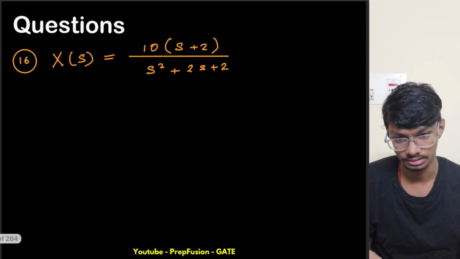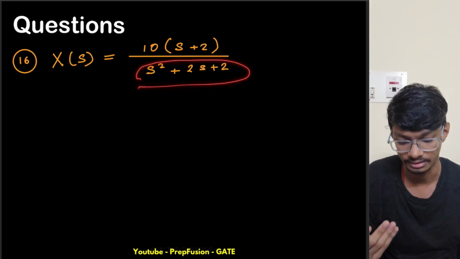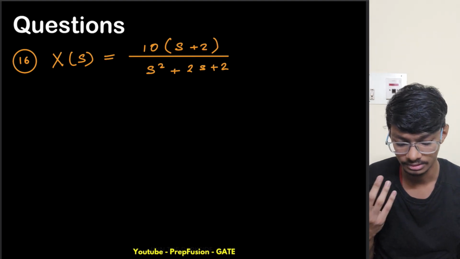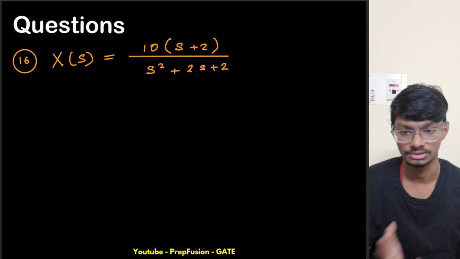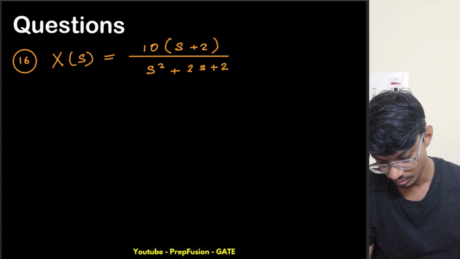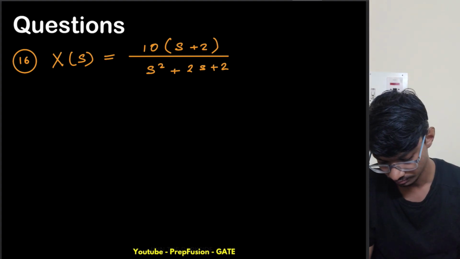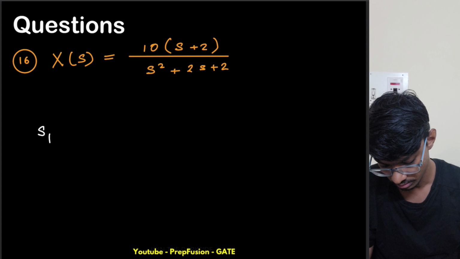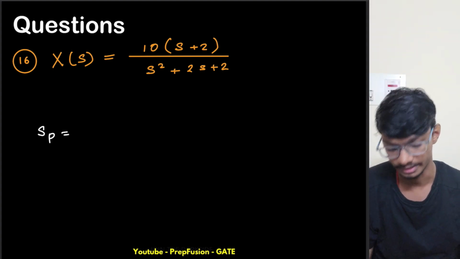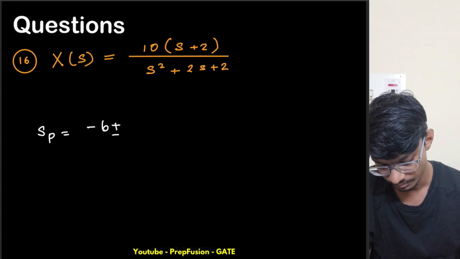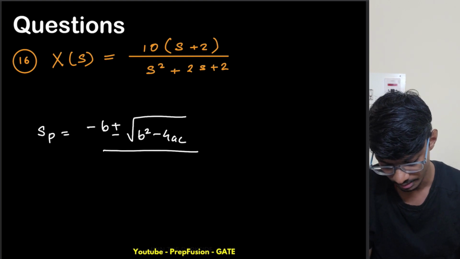So we have another transfer function. This is not very simple. The numerator is in factored form, but the denominator isn't. So what you have to do is find the roots, and from there we can find the poles. What will be the poles? Basically the quadratic root formula: minus b plus minus under root b square minus 4ac, by 2a.